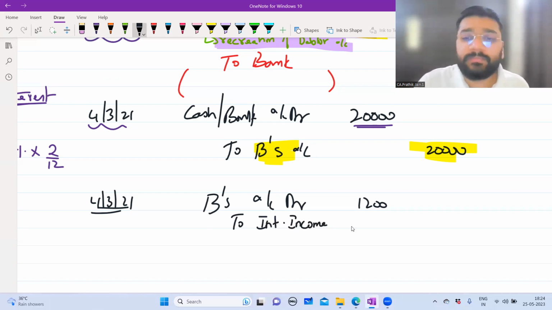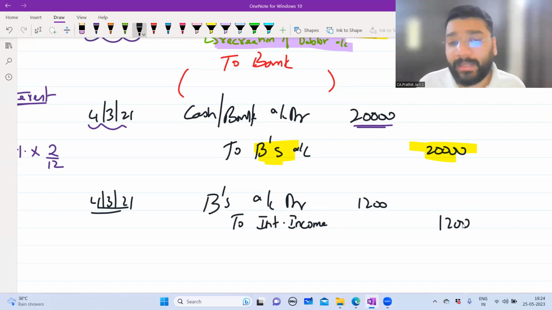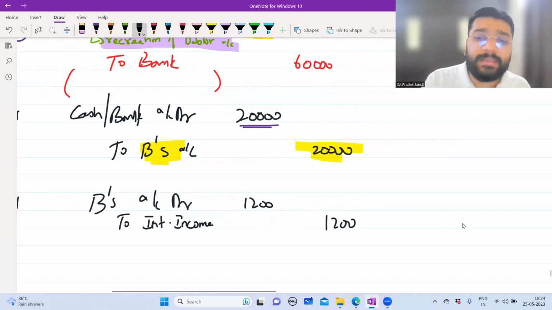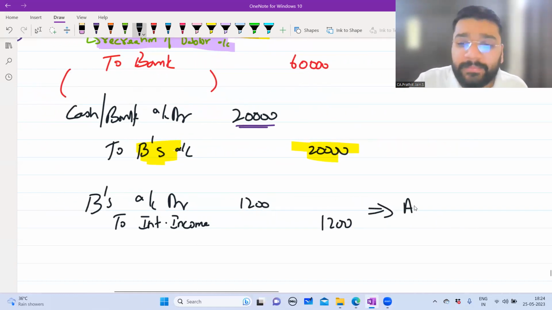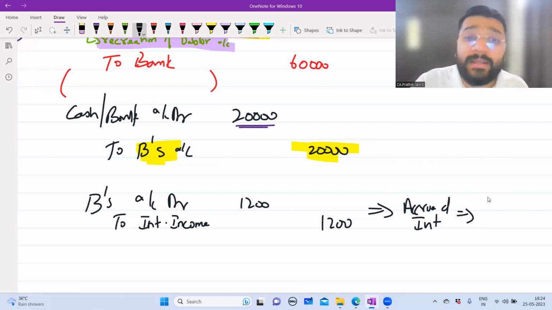To interest income, 1,200. For A, it is income, no? Income is a nominal account, what rule? Debit all expenses and losses, credit all income and gains. So this entry is nothing but, guys, the accrued interest entry. What entry did we learn in 11th standard? Interest accrued account debit to interest income, correct?